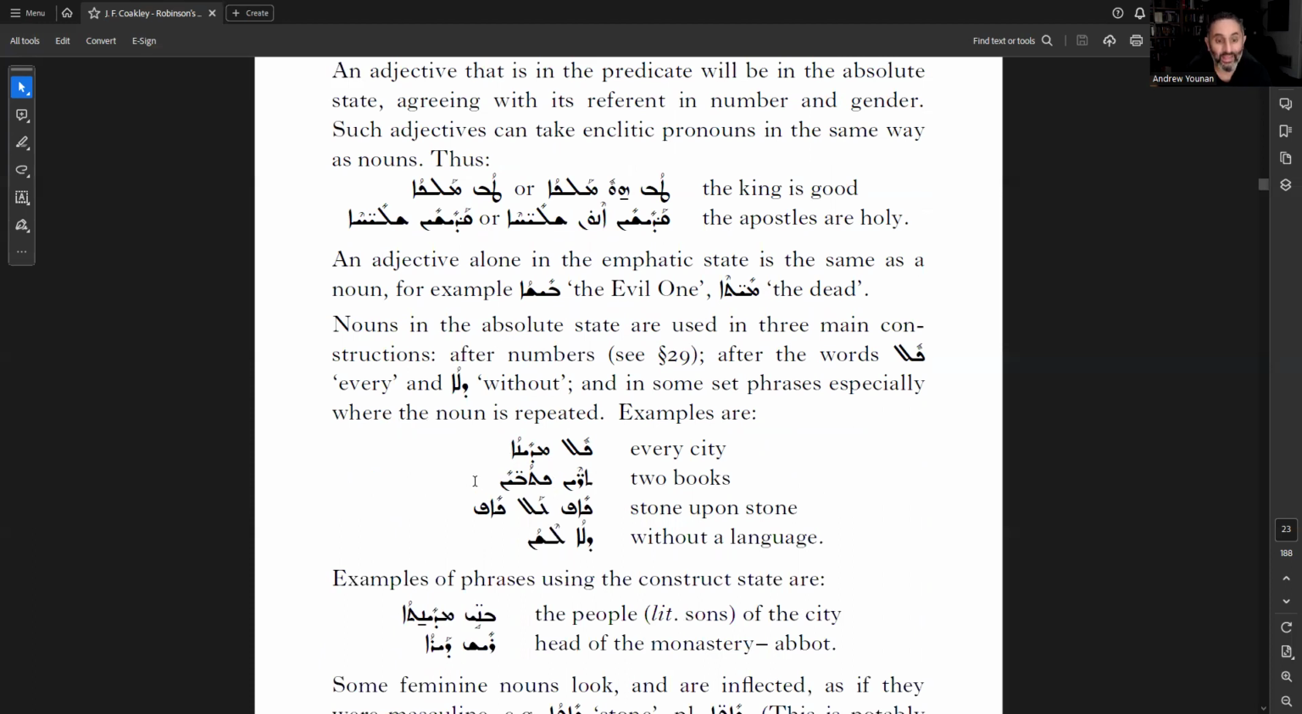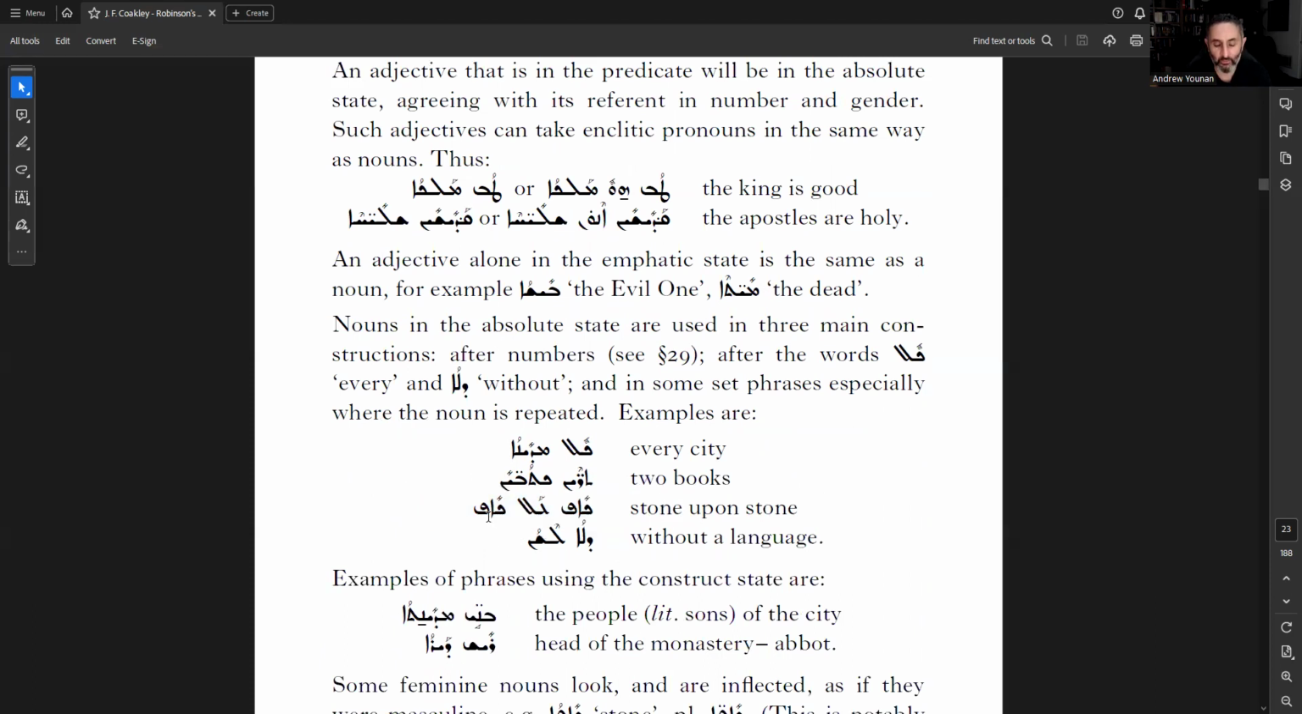Tren kthawin. So kthawe becomes kthawin after a number, because it's the absolute state. Kep al kep. Stone upon stone. All right, that's cute. So I guess poetically it can be used. Kep al kep. Kepa al kepa becomes kep al kep. That's the absolute state.